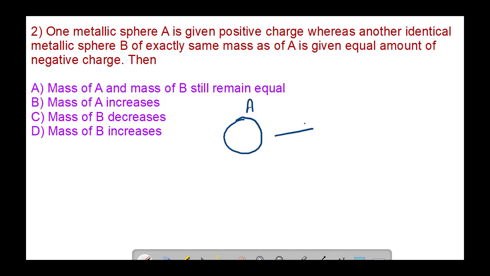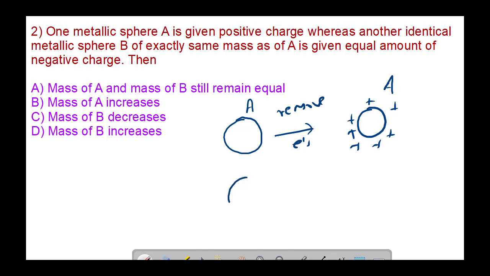Now, in order for us to deposit some positive charge, we need to remove electrons. We are not adding any positive charge. In order to make any sphere positively charged, we need to remove electrons. So for the case of A, we remove electrons, because of which this becomes positively charged. So here A has some positive charge.